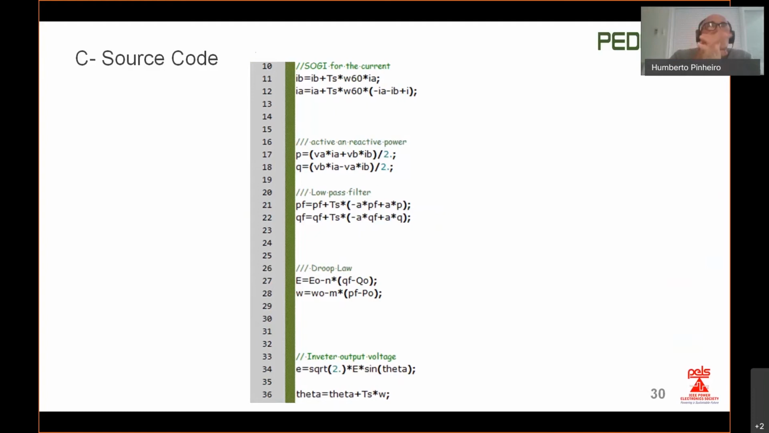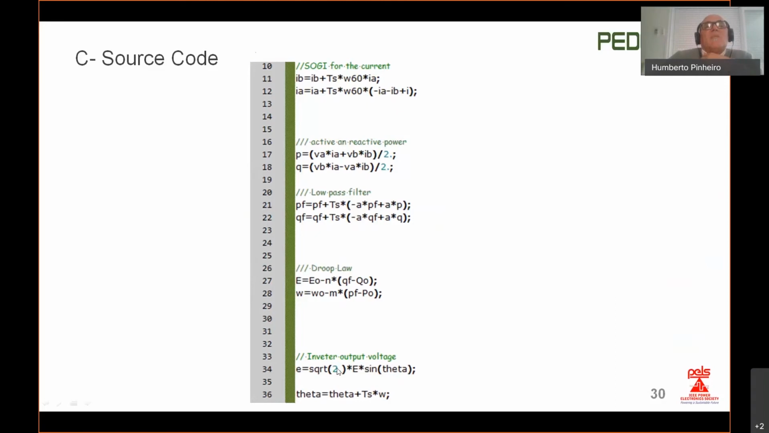Here we have used a second order generalized integrator to implement these filters. So basically the Droop is implemented here in two lines, right? And then once we have the frequency, we have to integrate the frequency to obtain the voltage angular position.